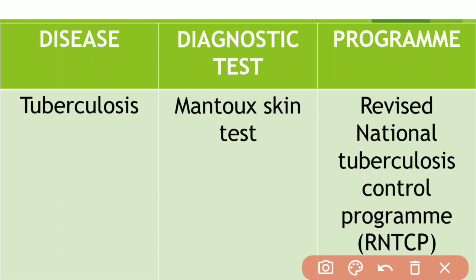So for the treatment of tuberculosis, BCG vaccination is also given, and other first line, second line, third line, and fourth line drugs should also be used for the treatment of such a disease. And this disease is controlled by the Revised National Tuberculosis Control Program, which is the RNTCP. So this is a program which controls tuberculosis.